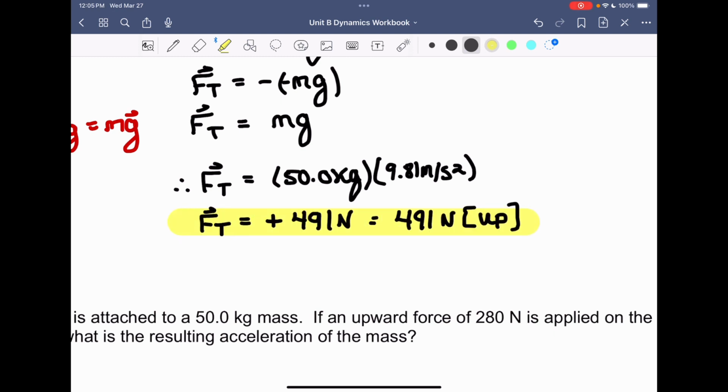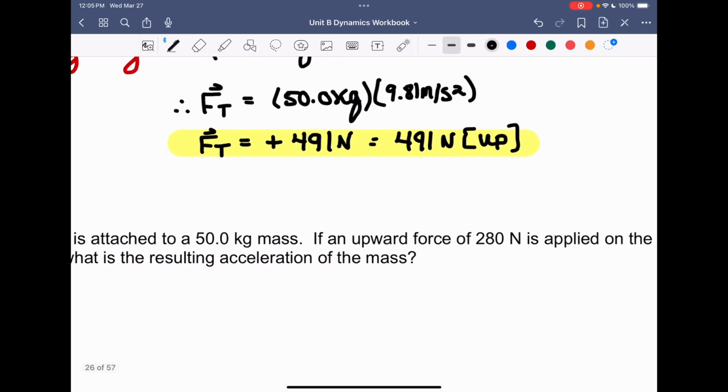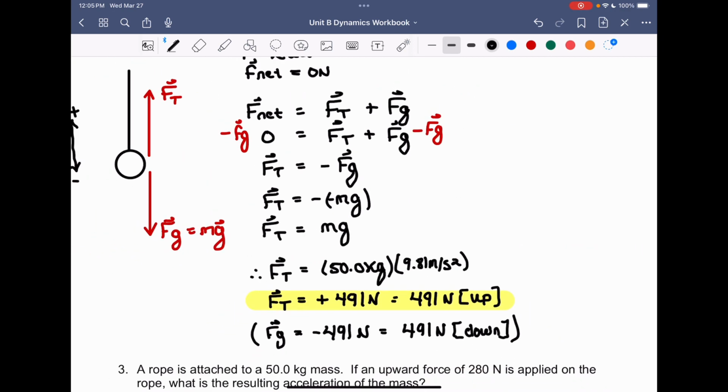Now, what does this say about Fg? Simply put, Fg, if we wanted to expand upon our answer, we could say this, and I'll just even put this in brackets below. Fg would be equal to negative 491. So if you wanted to show the comparable, or 491 down, because we know that the forces are equal and opposite, I know it didn't ask for this in the problem, but if you just wanted to put that below, just so that you can conceptually see that they're equal and opposite, and that's what causes that net force to be zero, great, fantastic.